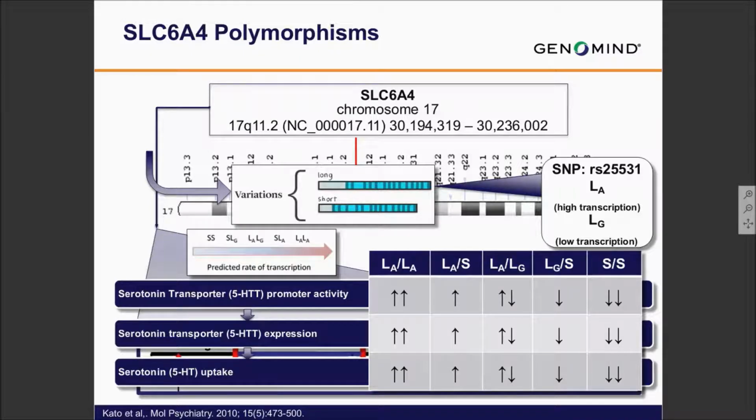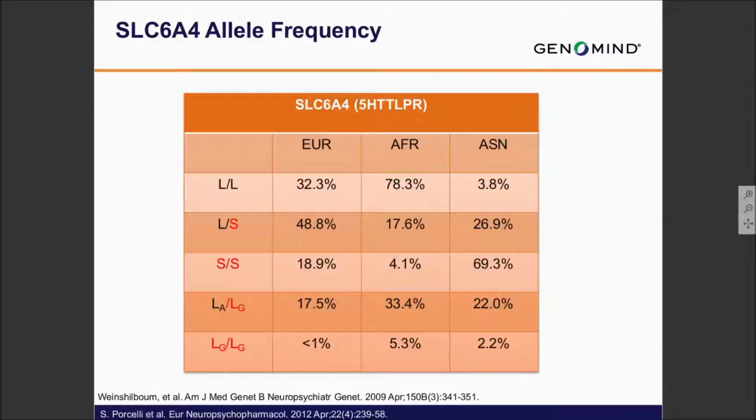In addition to the long, short alleles, there is a rare variant within some versions of the long gene that results in a single base pair substitution, an adenine, or A, to guanine, or G, substitution. This is referred to as the LG variant, and like the short variant, is associated with decreased expression of serotonin pumps.